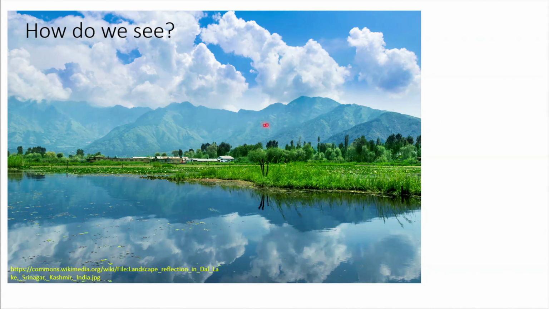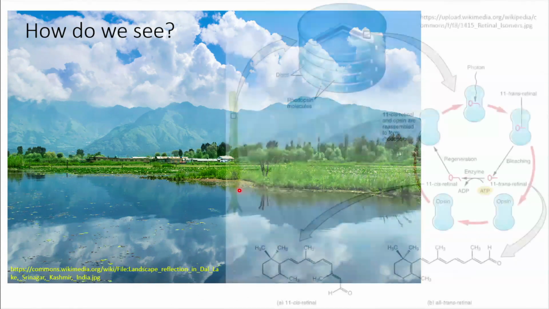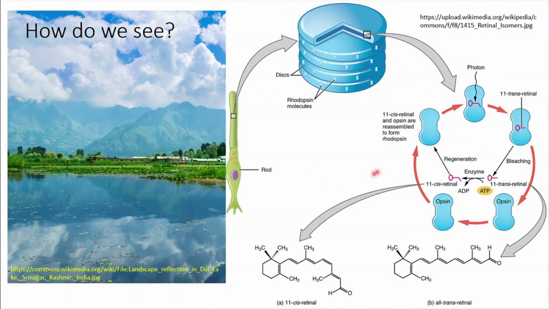So, how do we actually see this particular beautiful image through our eyes? If you look at the vision, it is basically a biological process. So, the whole process is given here. Rhodopsin is an important protein which is involved in our vision, and the major transformation is between cis-retinal and trans-retinal. Two important compounds are involved in our vision.